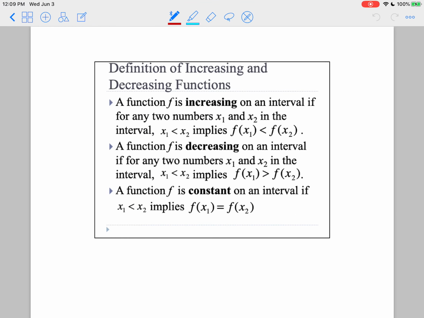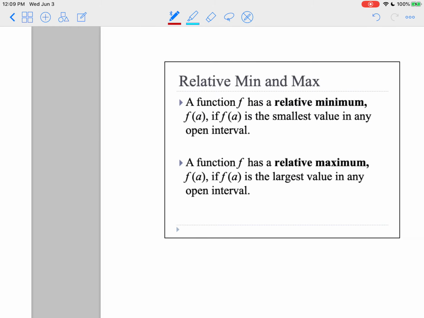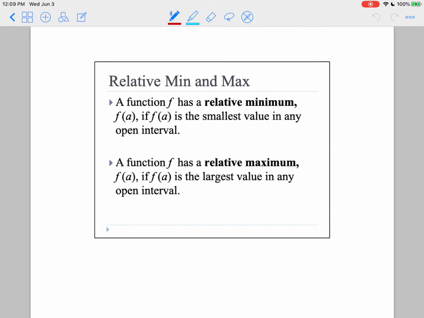All right. I'm going to go through these next few slides pretty quickly. You can read these on your own, but it should make sense anyway. A function is increasing if as x gets bigger, so does y. A function is decreasing if as x gets bigger, y gets smaller. And a function's constant if as x gets bigger, y stays the same.